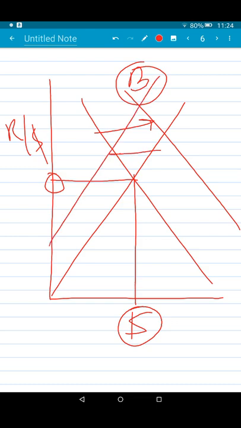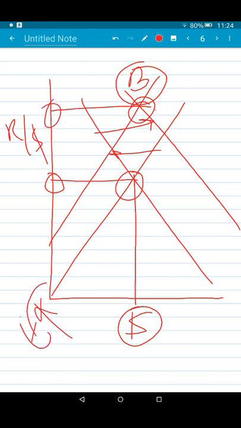You see this shift to left. The demand curve shifted to right and the supply curve shifted to left. Earlier it was this equilibrium, now this is the new equilibrium. Now we see the exchange rate increased. That means the value of the currency of country B is reduced.